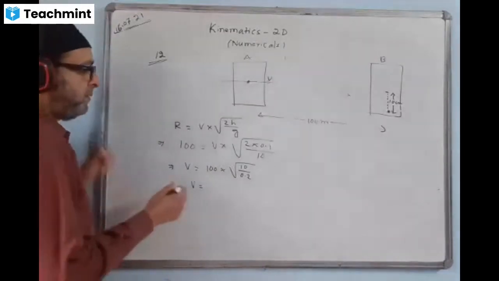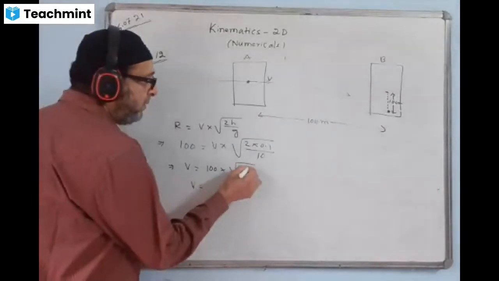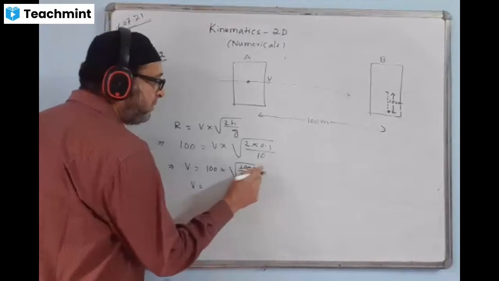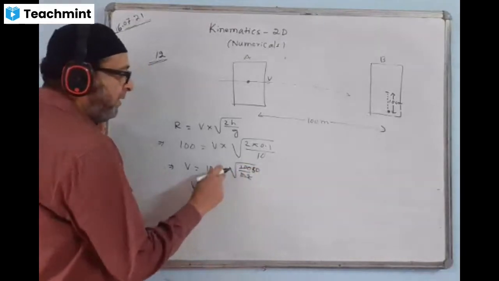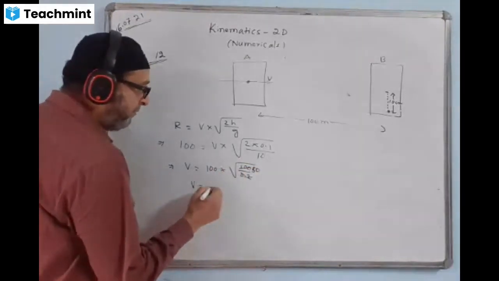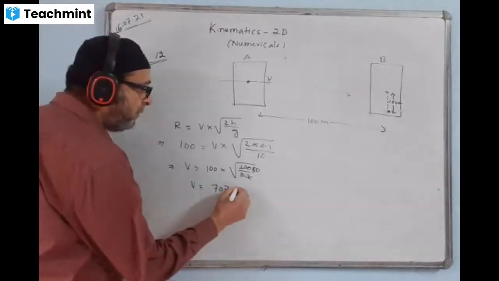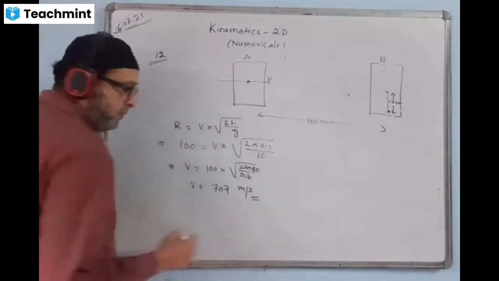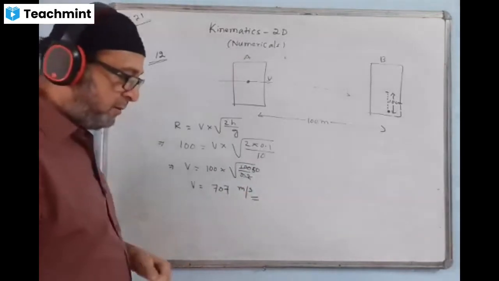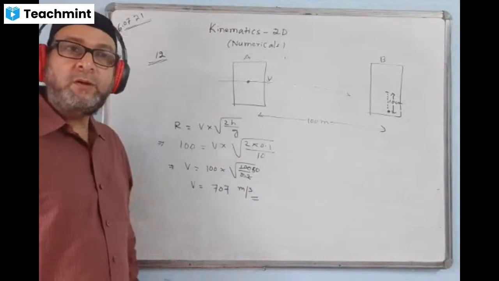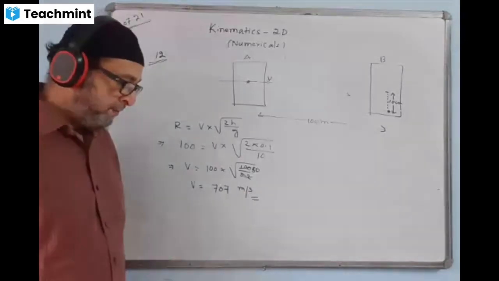Check the answer. This point will go, this will come here, this will go 50 times. 500 root 2. What is the answer? 707, no? After rounding off. Yes, sir. Finish. That is the answer. That is the answer given in the book also. Understood? Yes, sir.